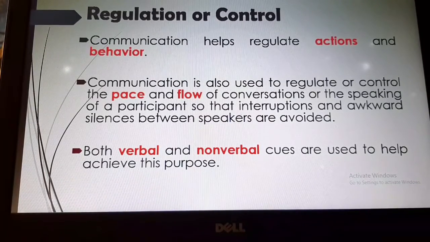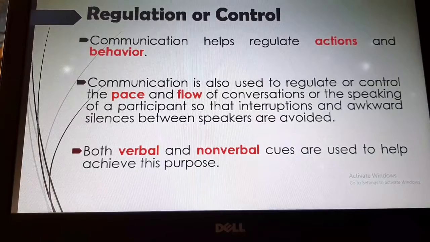So in the case of regulating or controlling the pace and flow of conversations, there are some verbal cues that we may use for this particular purpose. Like the expressions, "That's it," or "Thank you." That's an example of a verbal cue that signals that the speaker is done speaking. Another one, expressions like "yeah" or "uh-huh." They encourage a speaker to continue speaking.